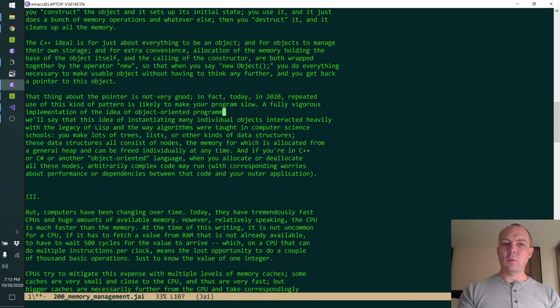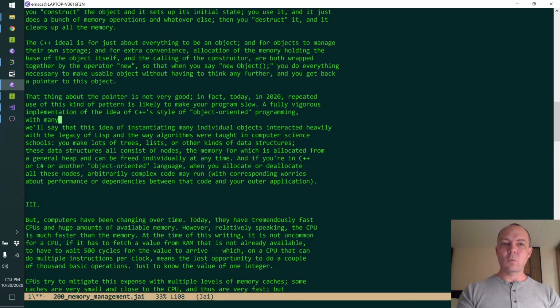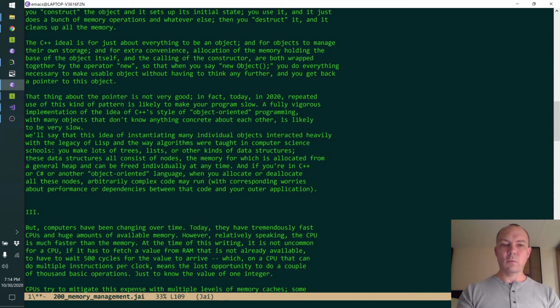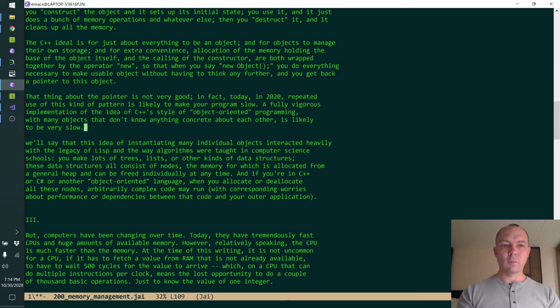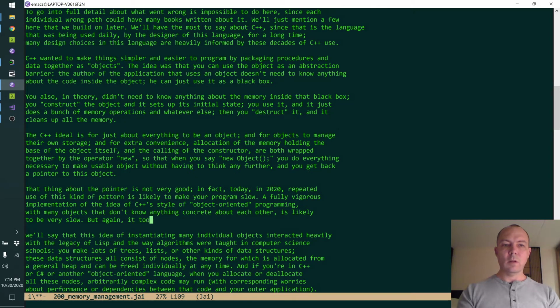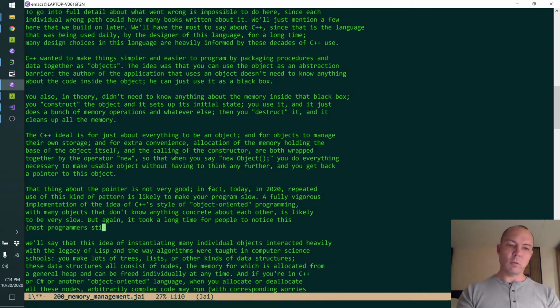Oriented programming with many objects that don't know anything concrete about each other is likely to be very slow. But again, it took a long time for people to notice this. Most programmers still haven't.